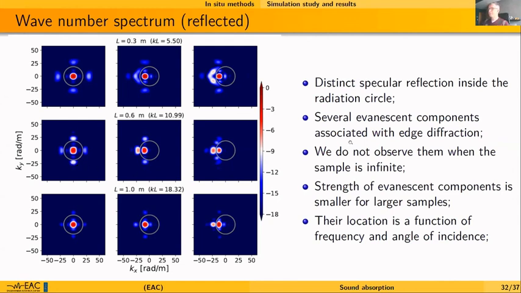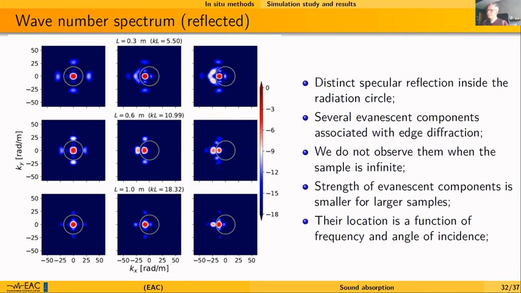This is associated to edge diffraction, as we see it, and in fact the direction and location of those evanescent waves are related to the location of the source relative to the absorber. So it seems really related to diffractions that happen on the frontier between the sample and the hard baffle around it.